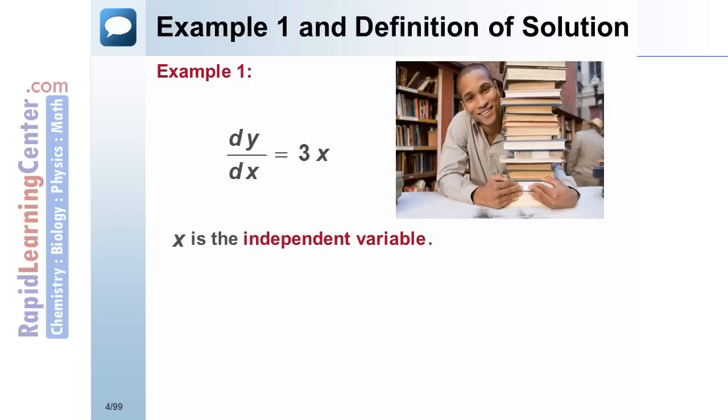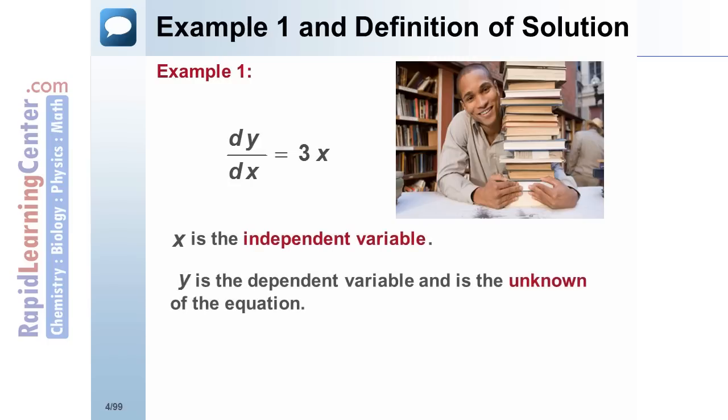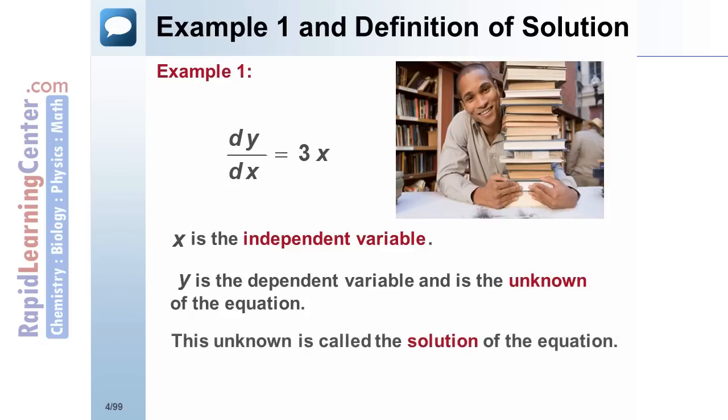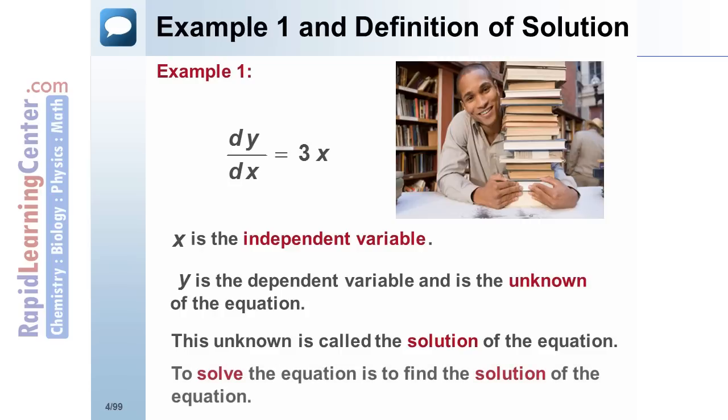x is the independent variable. y is the dependent variable and is the unknown of the equation. This unknown is called the solution of the equation. To solve the equation is to find the solution of the equation.